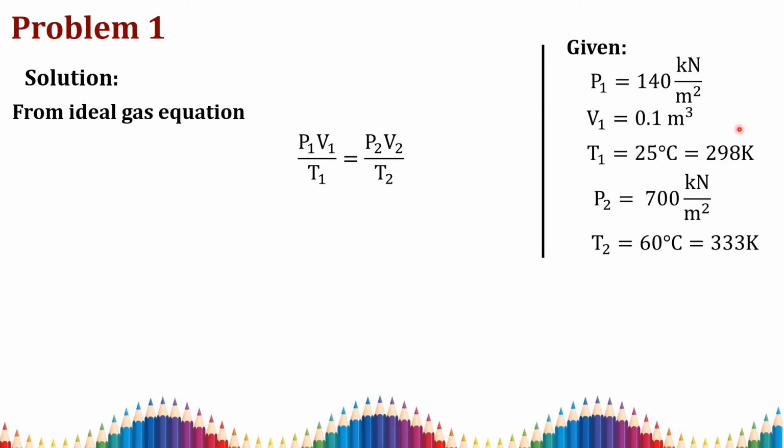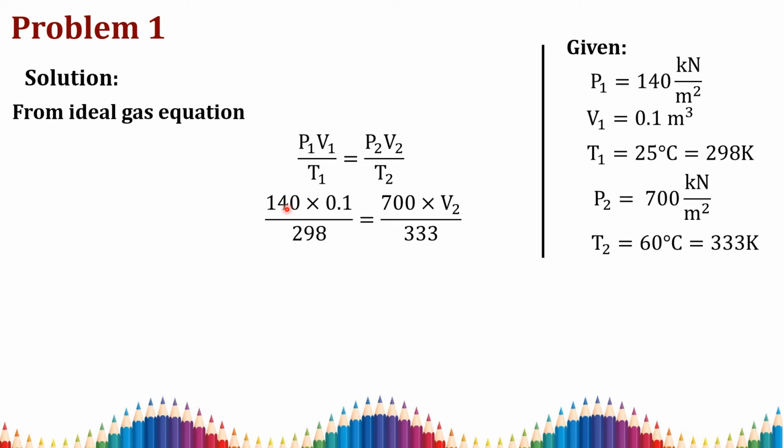These are all the given data from the previous slide, taken from the question for easy substitution of the values. Before substituting the values, you have to check that all the values are in the same unit. We need to check that pressure 1 and pressure 2 are in the same unit. Here it is kilonewton per meter square, and here it is also kilonewton per meter square, so there is no problem. We can substitute both in kilonewton per meter square.